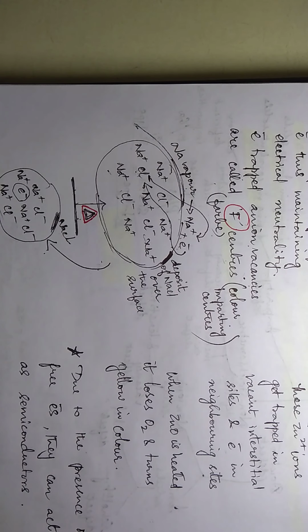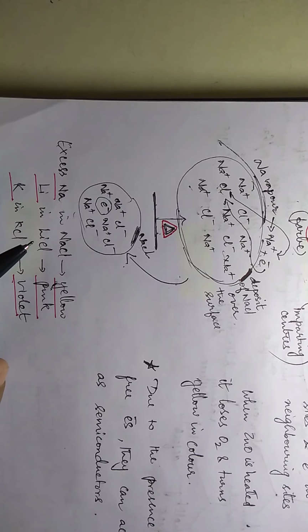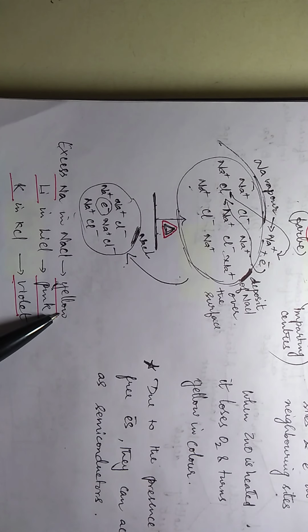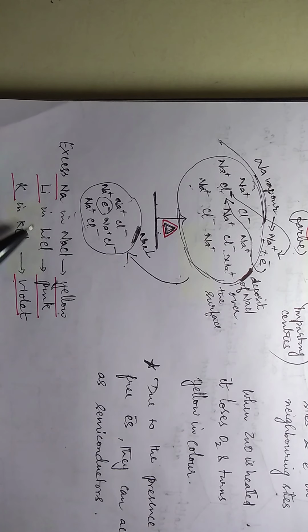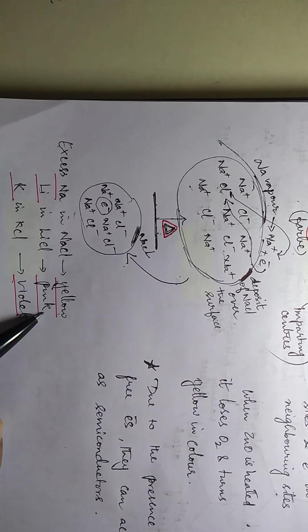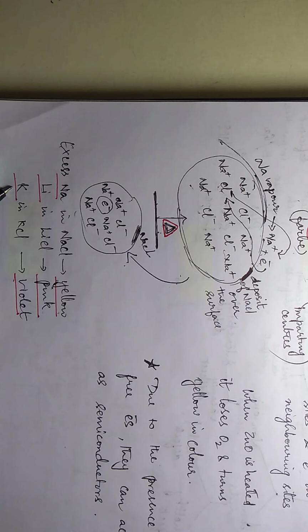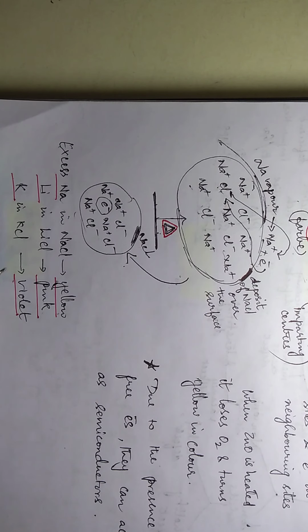Now excess sodium in the NaCl lattice is found to give yellow color. Excess lithium in the LiCl lattice is found to give pink color, and excess potassium in the KCl lattice has been found to give violet color. So this is about one part of metal excess defect.